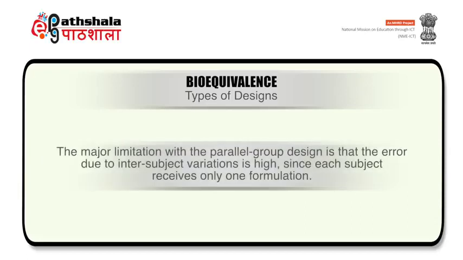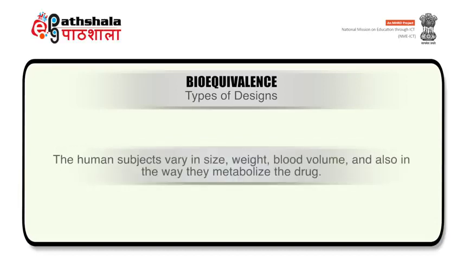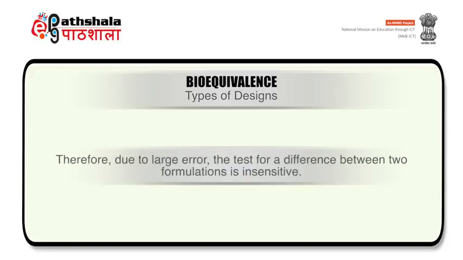The major limitation with the parallel group design is that the error due to inter-subject variation is high, since each subject receives only one formulation. The human subjects vary in size, weight, blood volume, and also in the way they metabolize the drug. Therefore, due to large error, we preferably use a crossover design for the conduction of bioequivalence studies.